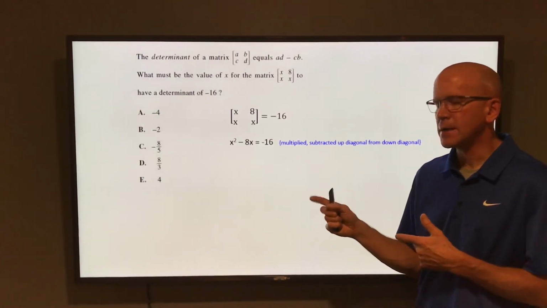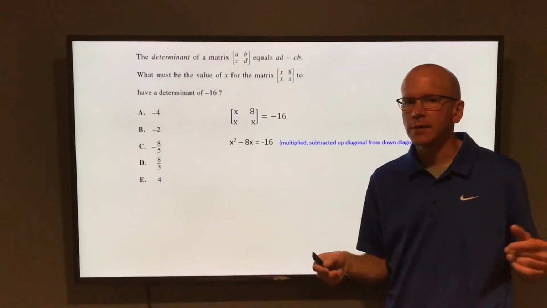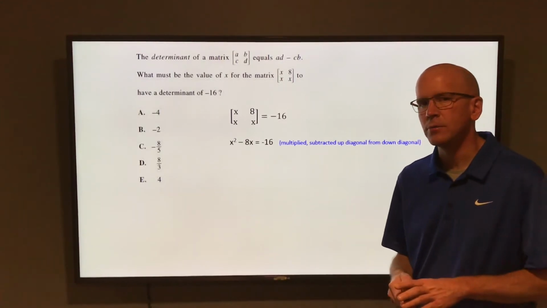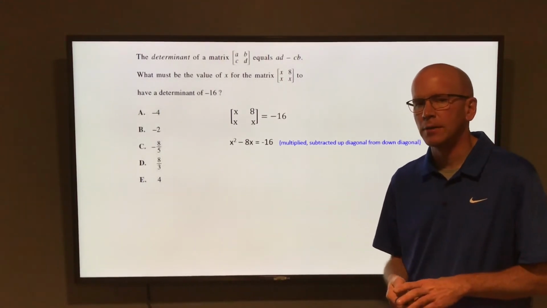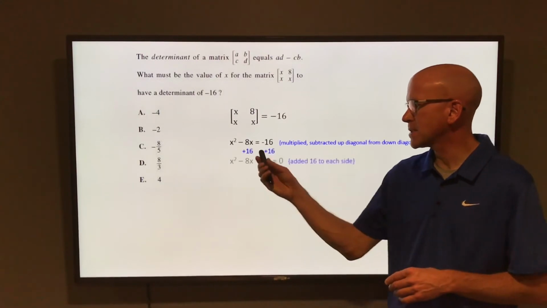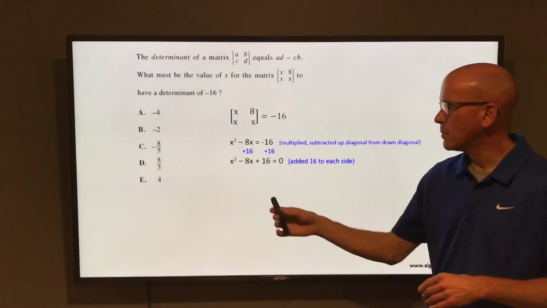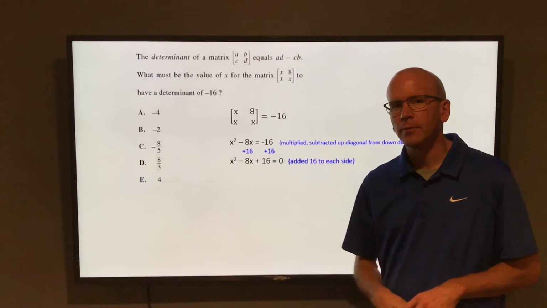That is a quadratic equation. There are many ways to solve a quadratic equation. I think the easiest here would be to get everything to one side and factor it into 2 binomials. So add 16 to each side. You have x squared minus 8x plus 16 is equal to 0.